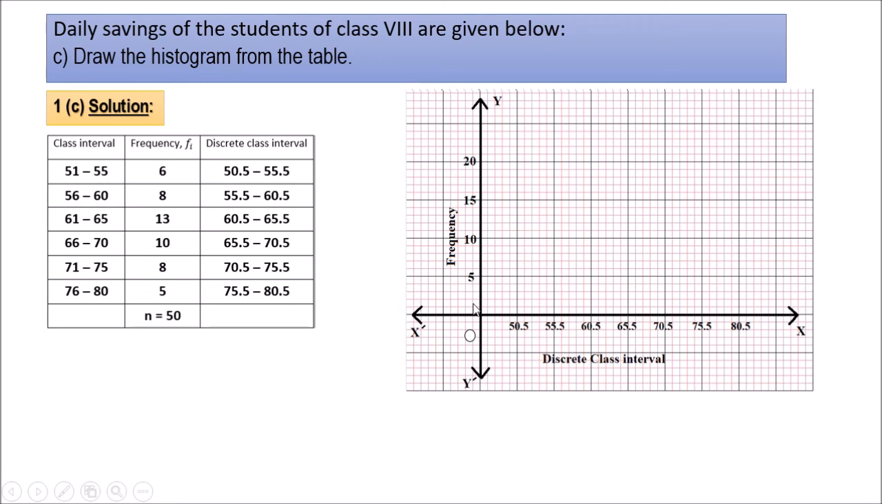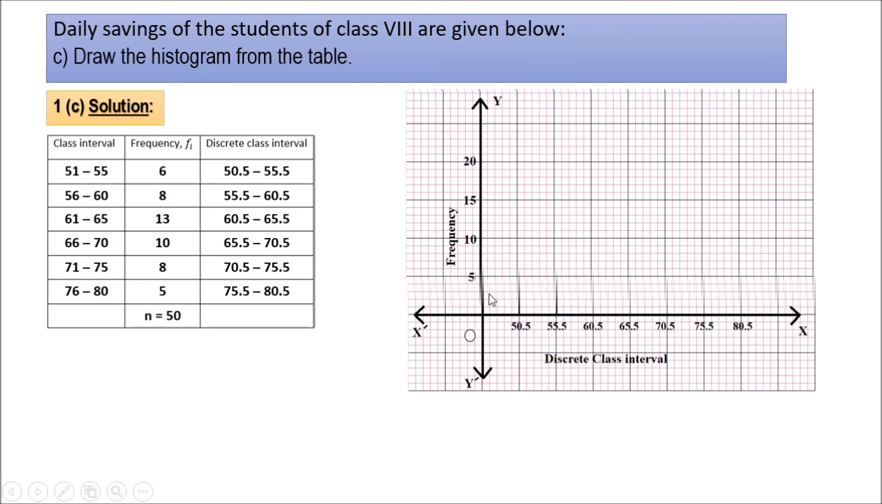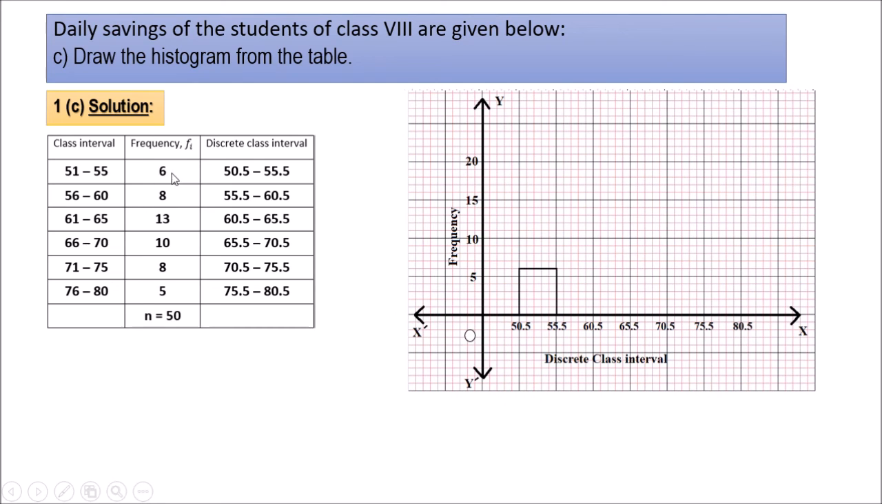And you don't need to mention each of them: 1, 2, 3, 4, 5. It looks very odd and clumsy. So I think you don't need to write all the things here. For the next line, I'm just going to draw the first, that is, what is the frequency here: 6 in this class, 6. So look at here, 1, 2, 3, 4, 5, 6.